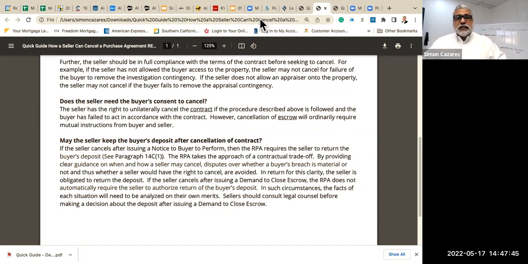Rightfully, the seller has the right to exercise their position and cancel. Now, cancellation has to be mutually canceled between both the buyer and the seller. The reason for that is because say you cancel, but you don't have the written consent or the authorization or mutual agreement from the buyer, you now go open escrow with another buyer.